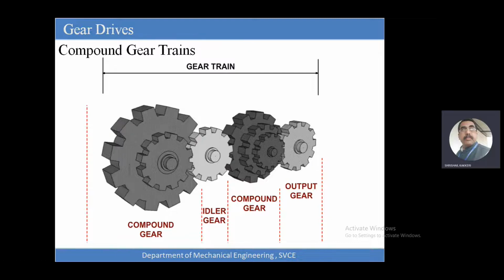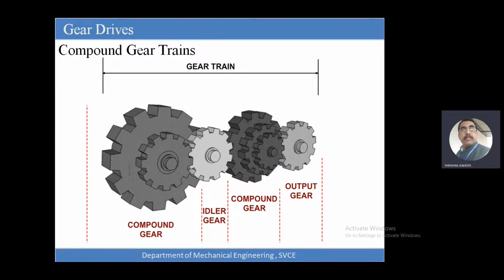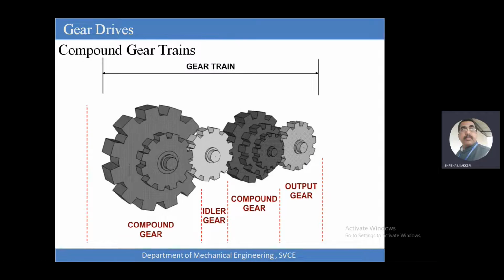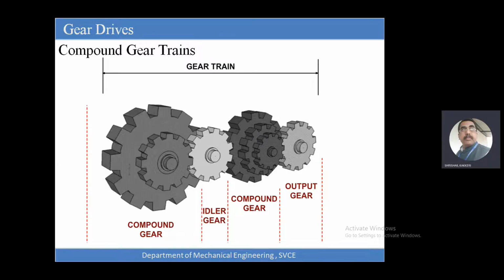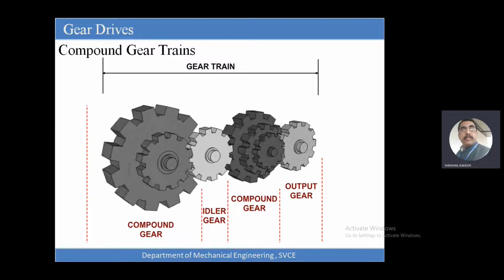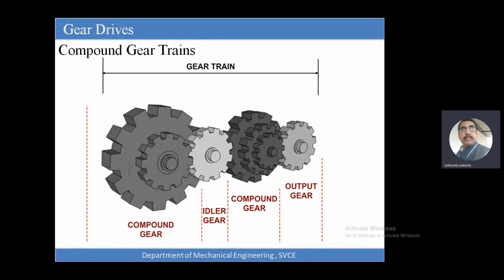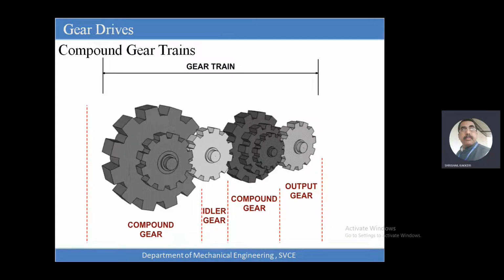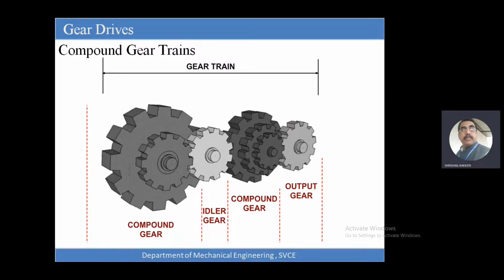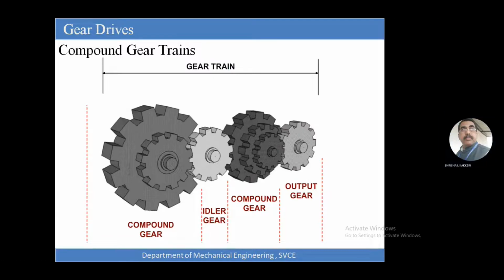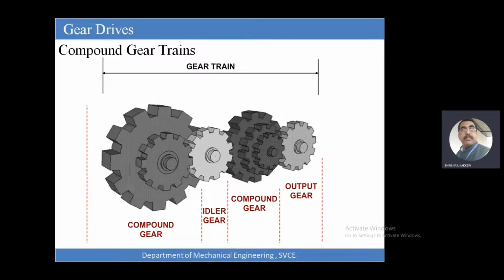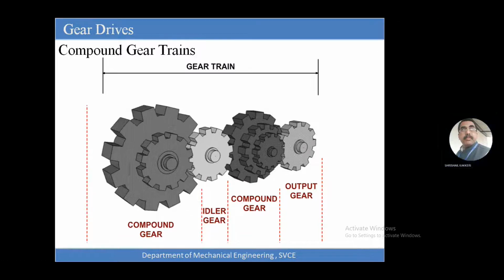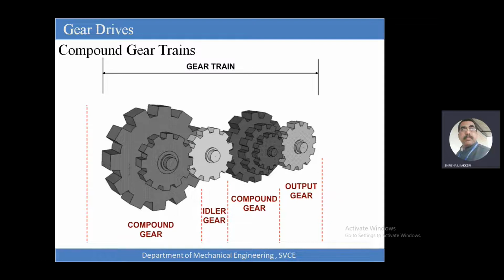Now, the total velocity ratio of this gear train will be equal to N3 by N2 into N2 by N1, that is equal to T2 by T3 into T1 by T2. You can see N3 by N1 is equal to T1 by T3.